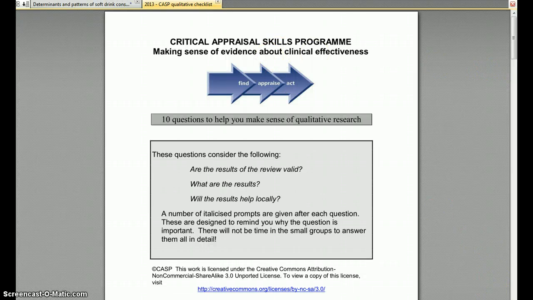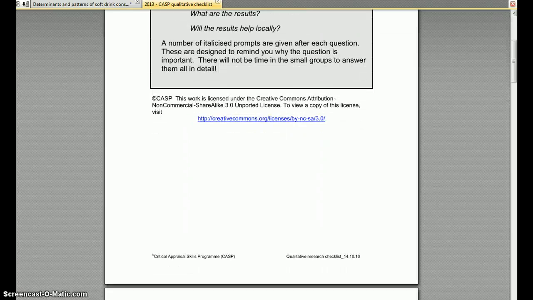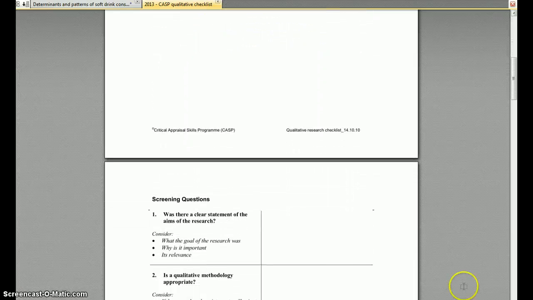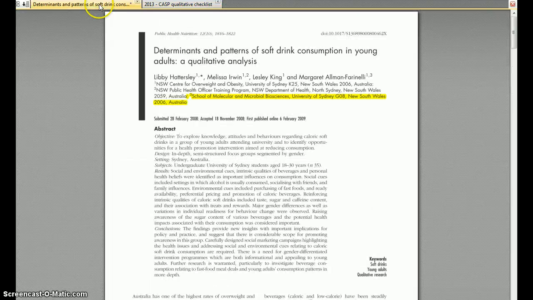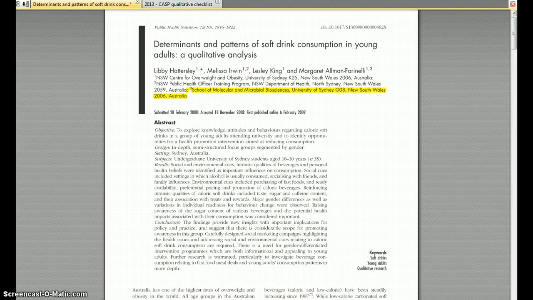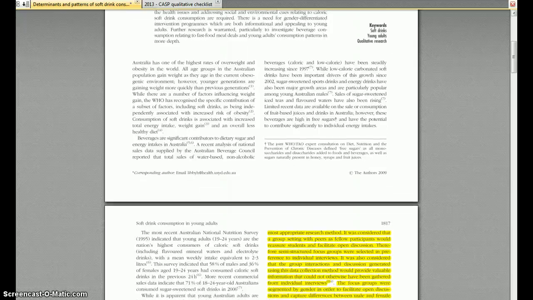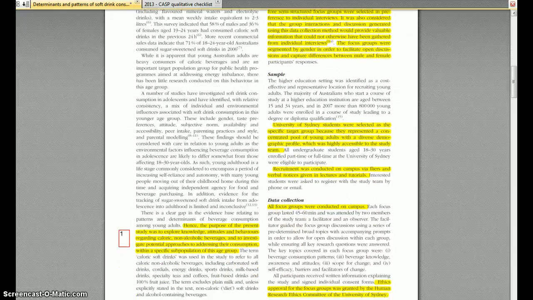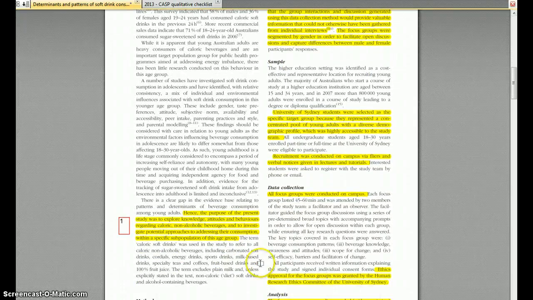So once again, we see that the questions for consideration are on the inside cover. It starts with, was there a clear statement of the aims of the research? And obviously, usually we find this in the introduction. So we go to the paper, we scroll down, reading the material, and then towards the end, before the methods section, we have a description of the purpose of the study to explore knowledge, attitudes and behaviours regarding non-alcoholic beverages and approaches to addressing their consumption.